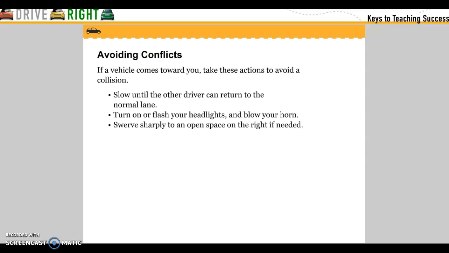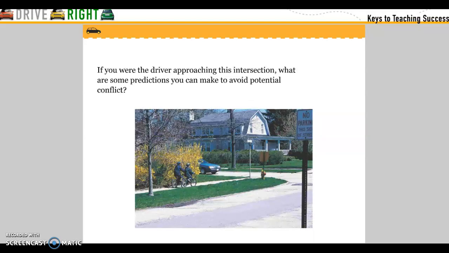Avoid conflicts. If a vehicle comes towards you, take these actions to avoid a collision. Slow until the other driver can return to the normal lane. Turn on or flash your headlights and blow your horn. Swerve sharply to an open space on the right if need be. If you were the driver approaching this intersection, what are some predictions you can make to avoid potential conflicts?